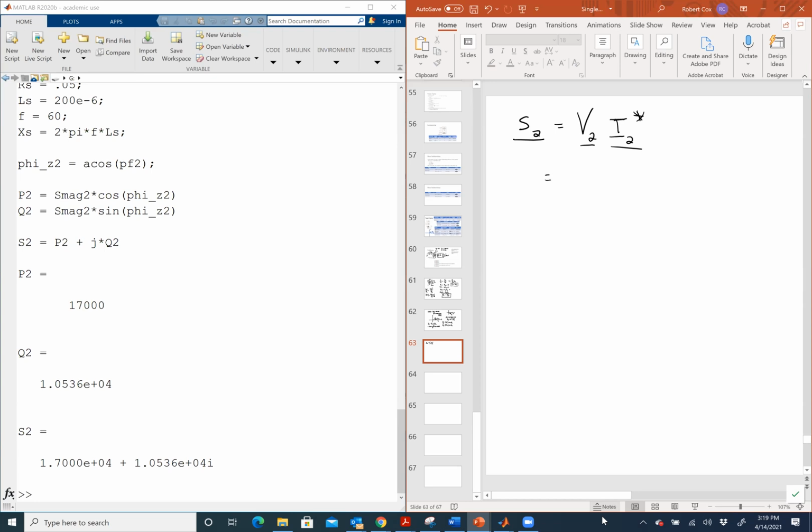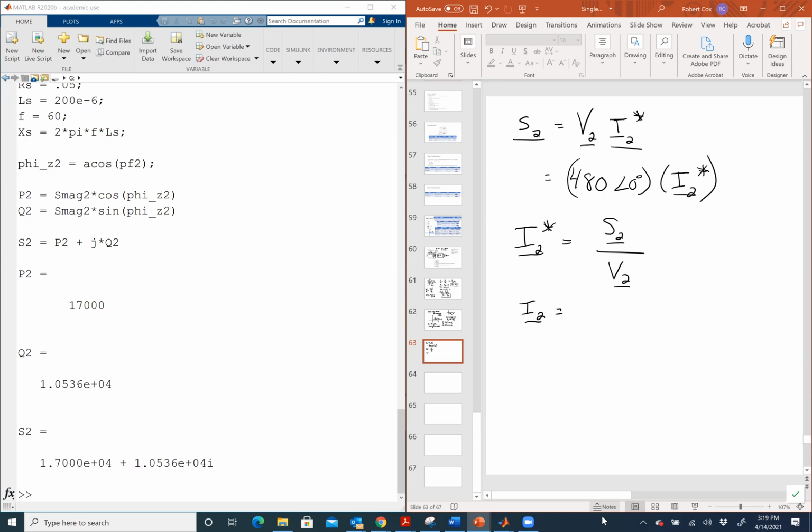So in this case, I know what V2 is. We just solved for S2. V2 is 480 volts, and the angle is 0 degrees. And then I'm solving for I2 conjugate. So what I can say is that I2 conjugate is equal to S2 divided by V2. And if I want to know what I2 is, what is that?